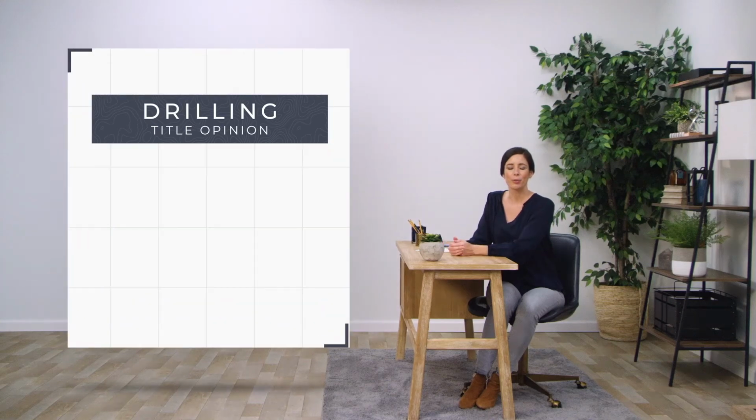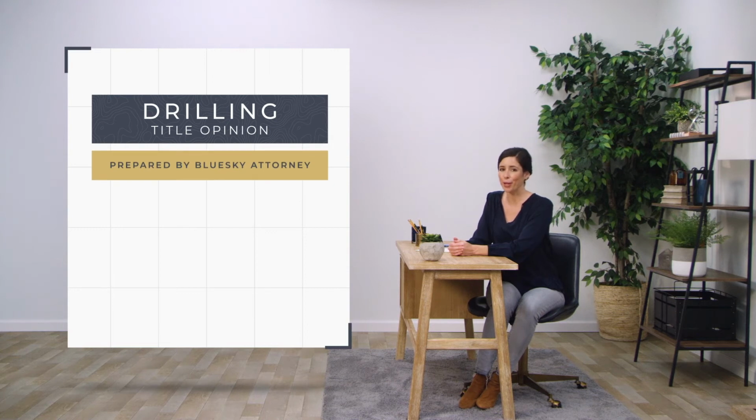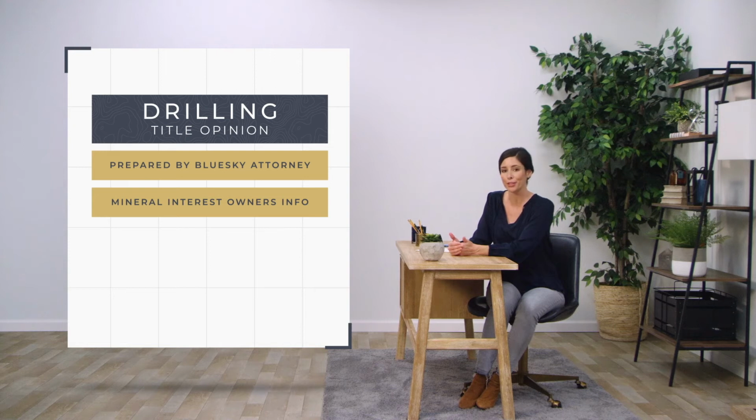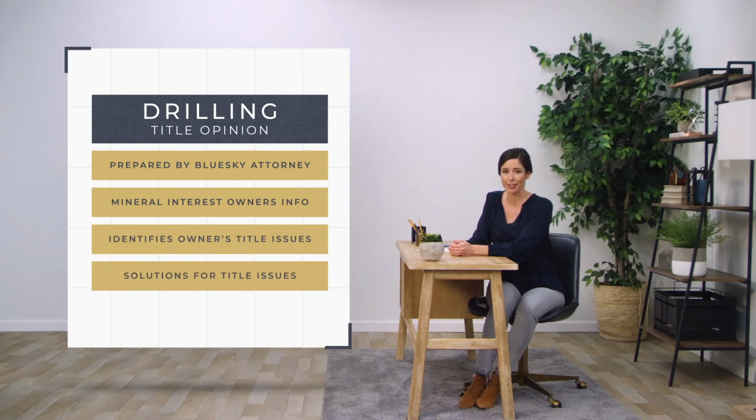This is a legal document which is drawn up by an attorney from Blue Sky Oil. It identifies all parties who have mineral interest in the property where the well will be drilled. The drilling title opinion identifies any issues in each owner's title and presents solutions to those problems. This is all in an effort to make sure the exploration company actually does have the right to drill on that land.